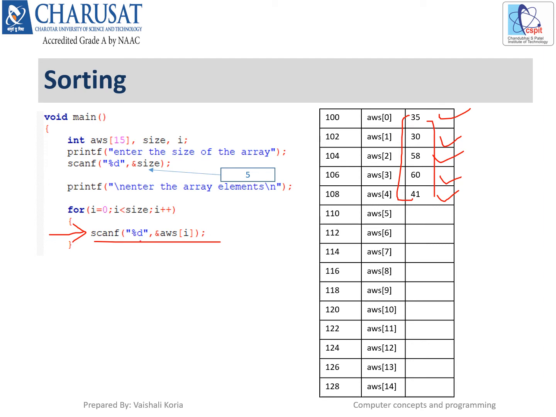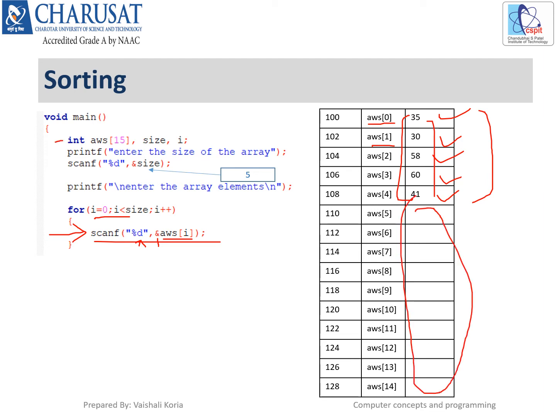The first value that we enter should be stored in aws[0]. We have started i with 0, and here we have specified &aws[i] with the address-of operator. So the first value entered by the user, 35, would get stored in aws[0]. When i becomes 1, the next value entered by the user will get stored in aws[1]. Like this, we have a total of 5 values, and the remaining locations are empty.